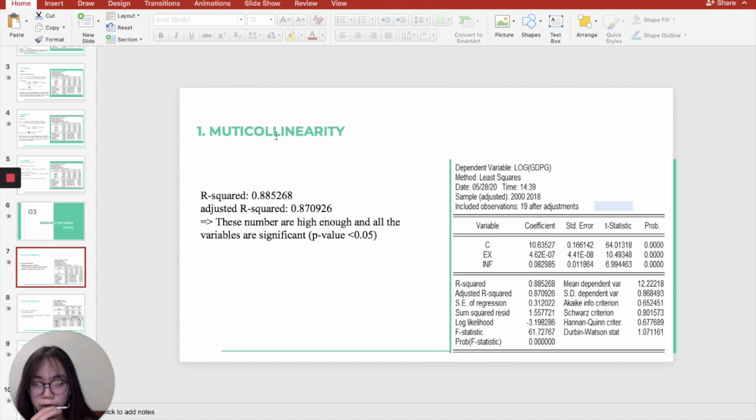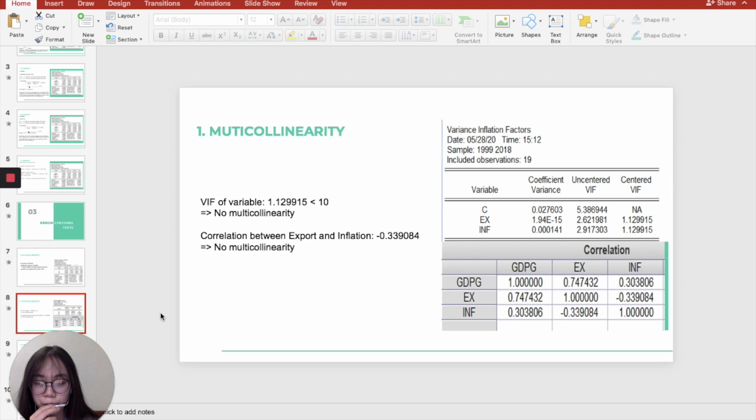Firstly is about the multicollinearity. We can see that the R-square and adjusted R-square are high enough, and all the variables are significant because the p-value is smaller than 0.05. So we can conclude that there's no multicollinearity. And then the VIF of each variable is smaller than 10, so we can also come to the same conclusion.